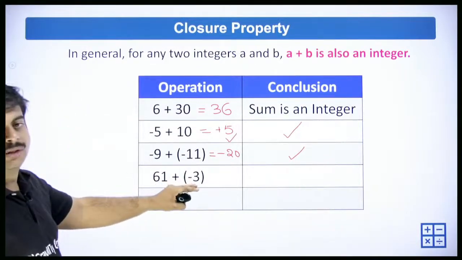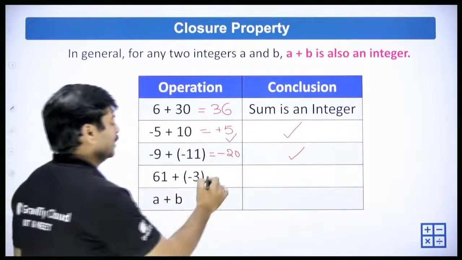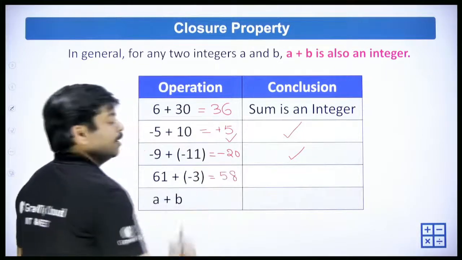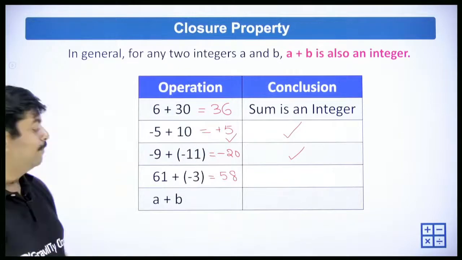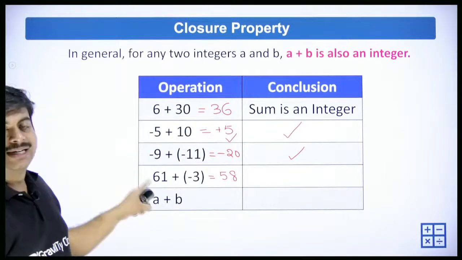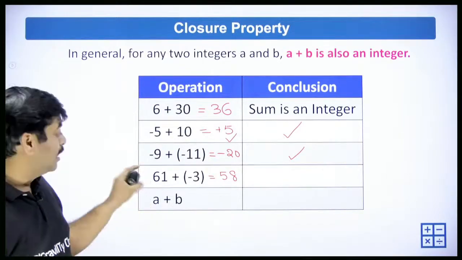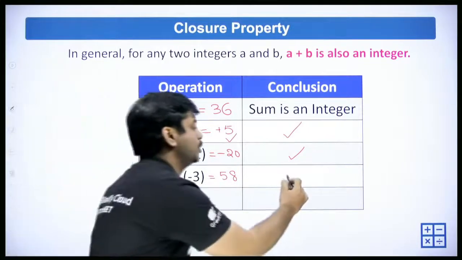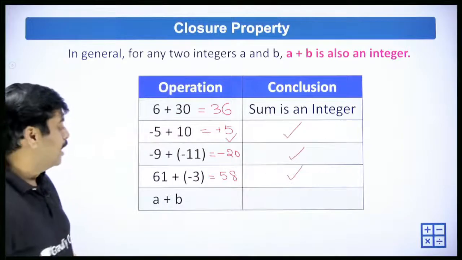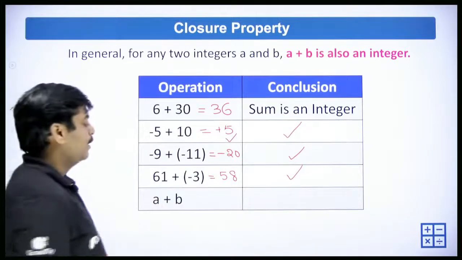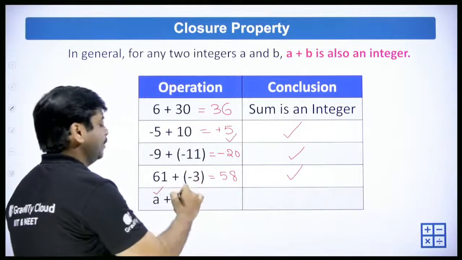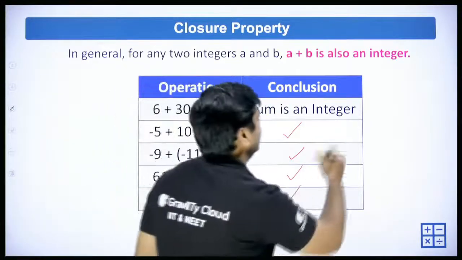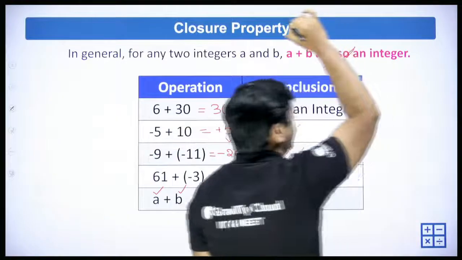61 and minus 3, which is 58. Positive or negative, keep the sign of the greater number. 61 is positive, so you'll get plus 58, which is again a positive. So a be an integer, b be an integer, a plus b is also an integer. I can say that yes, a plus b is also an integer.